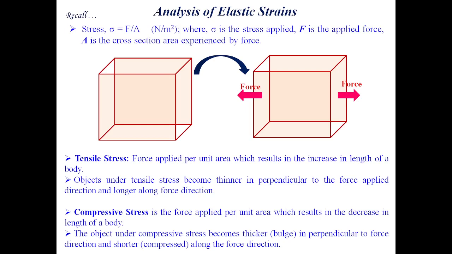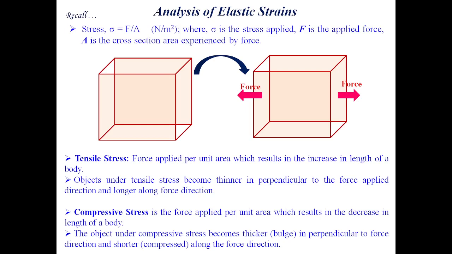Compressive stress is the force applied per unit area which results in a decrease in length of a body. The object under compressive stress becomes thicker, that means it bulges perpendicular to the force direction, and shorter, that is compressed along the force direction.